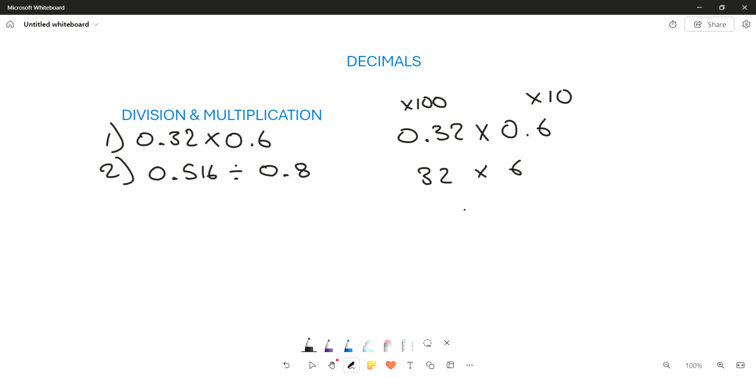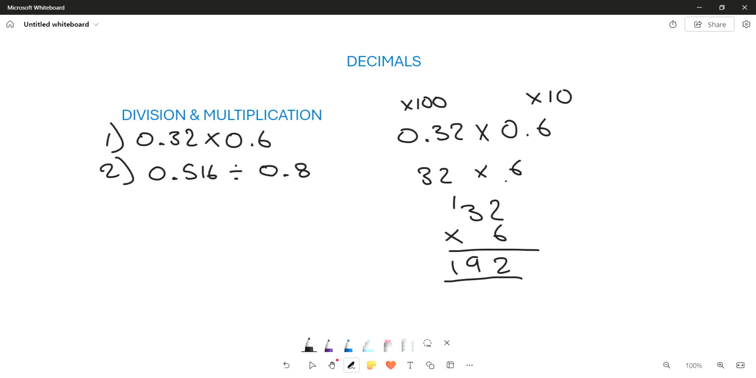Now we can carry out column multiplication. 2 times 6 is 12, carry the 1. 6 times 3 is 18, add the 1 is 192. But this is not our final answer. This gives us an answer to 32 times 6. And we want the answer to 0.32 times 0.6.